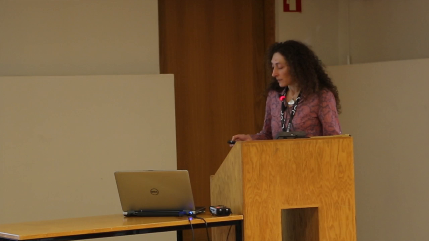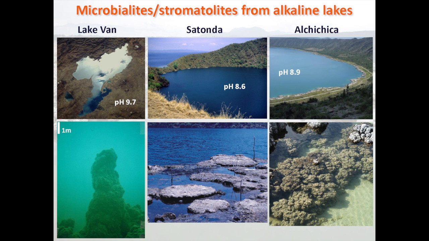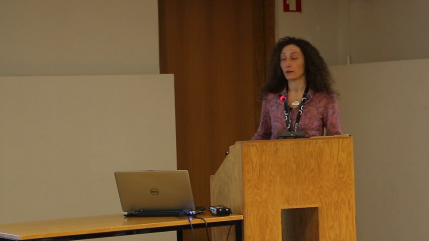And so today we find this type of structures in a limited number of settings. You find them in some particular marine environments. The most famous sites are the Exuma Sound in the Bahamas and Shark Bay in Australia. So you have heard about those already. But you find also microbialites in a variety of alkaline lakes, such as Lake Van in Turkey, or Satonda in the Pacific, or Alchichica. I will be talking mostly about this particular setting.